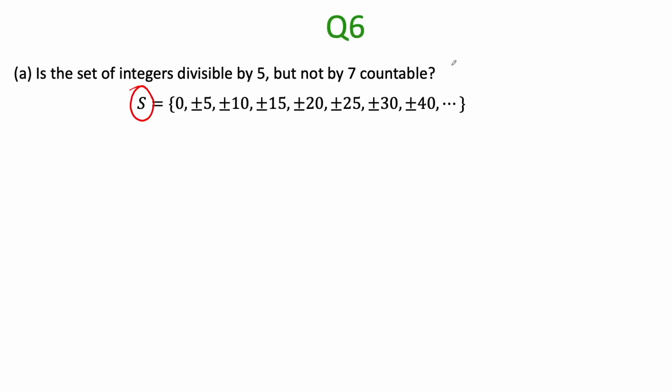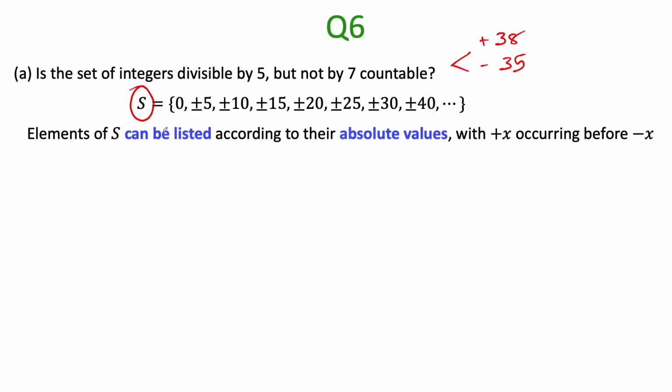It won't have 35, it won't have plus 35 or minus 35, because 35 is divisible by 5, fine, but it's also divisible by 7. So we are not supposed to include multiples of both 5 and 7 here. Now we want to show whether the set S is countable or not. Definitely S is an infinite set, but the question is, can we enumerate the elements of the set S?